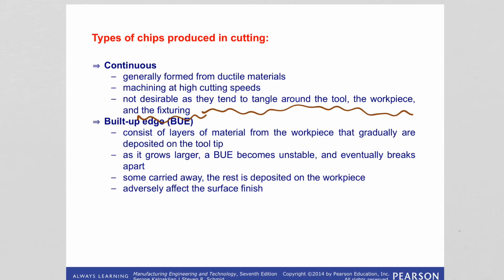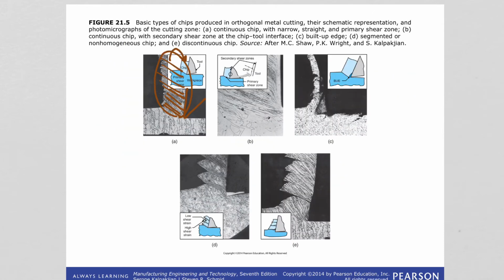The second type of chips produced in cutting is build-up edge. Build-up edge, BUE, consists of layers of material from the workpiece that gradually deposited on the tool tip. So let's take a look at the image. You see image C is showing you the build-up edge here.